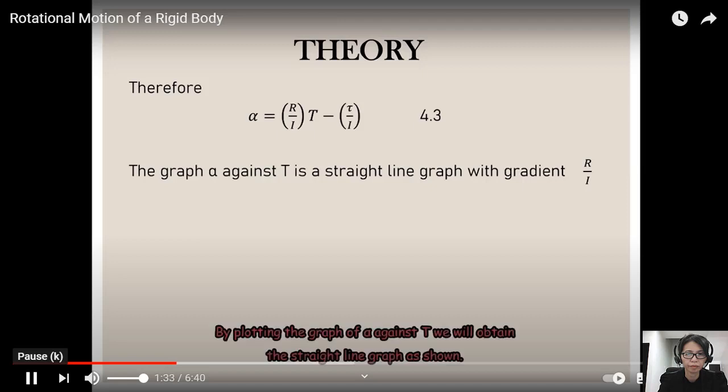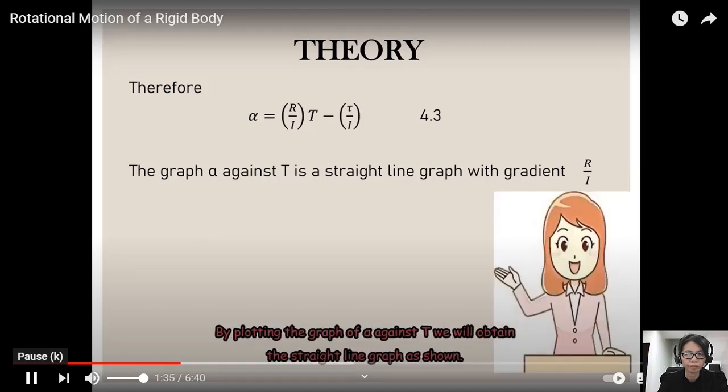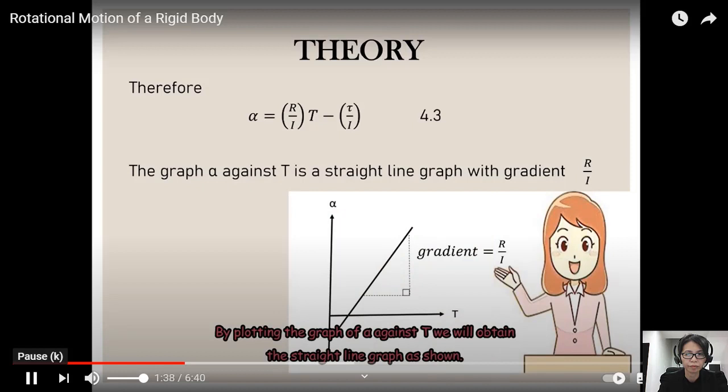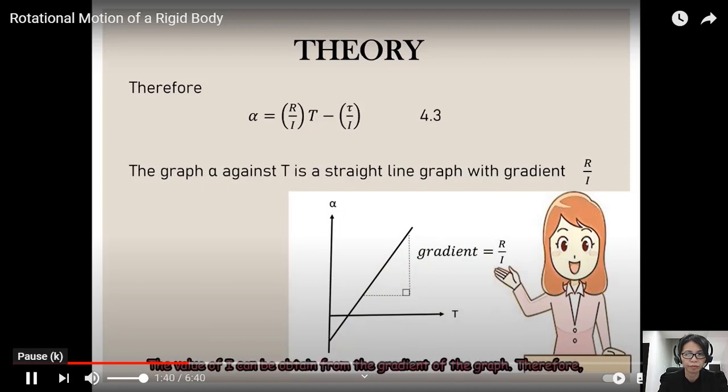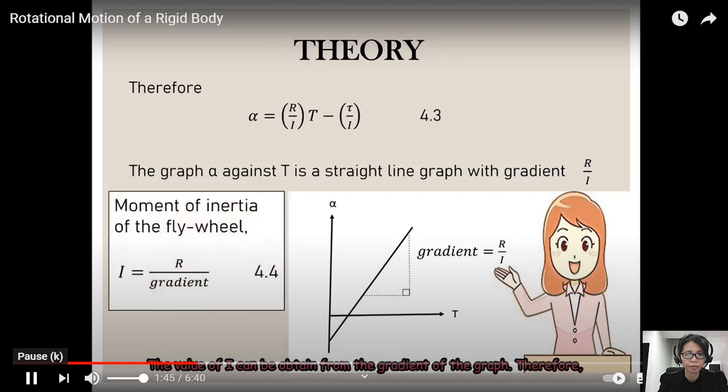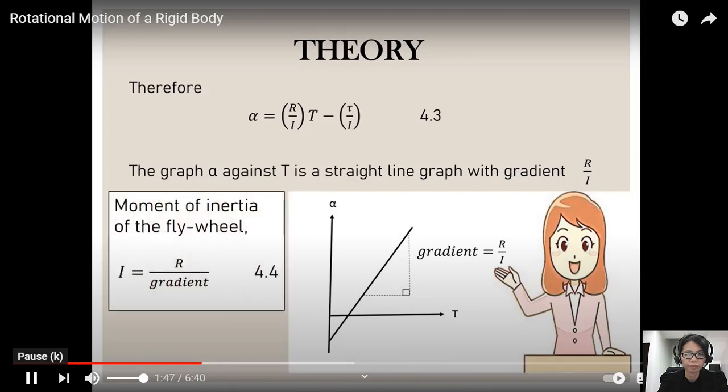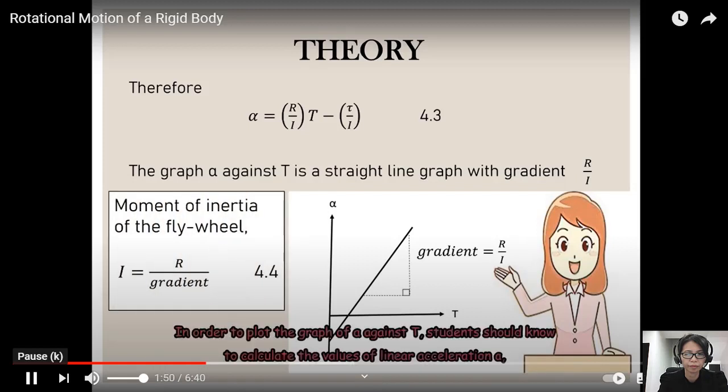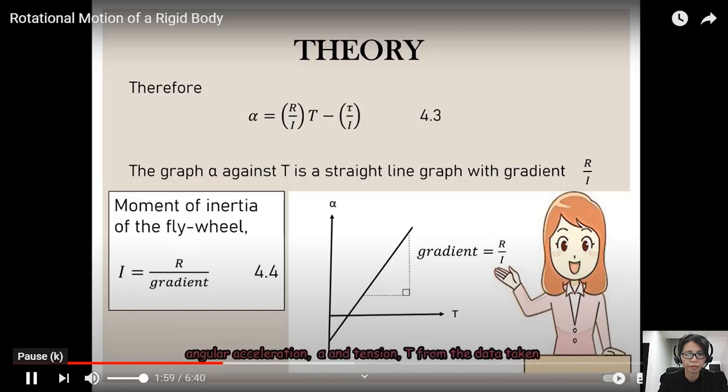By plotting the graph of alpha against T, we will obtain a straight line graph as shown. The value of I can be obtained from the gradient of the graph. Therefore, I equals R over gradient. In order to plot the graph of alpha against T, students should know how to calculate the values of linear acceleration a, angular acceleration alpha, and tension T from the data taken.